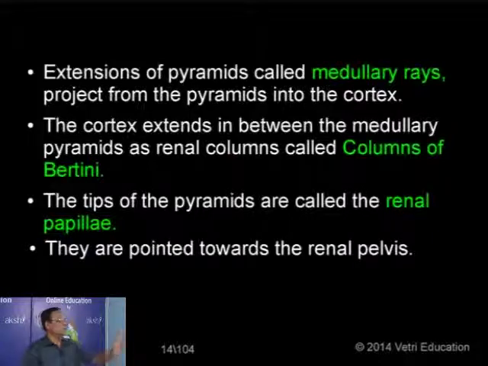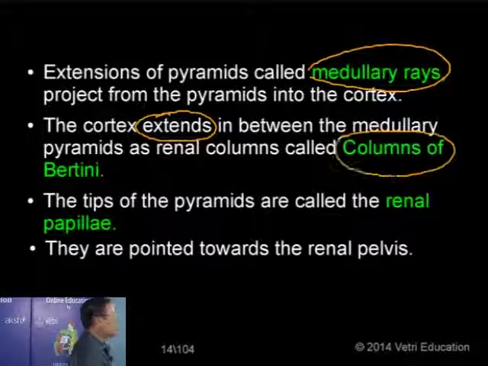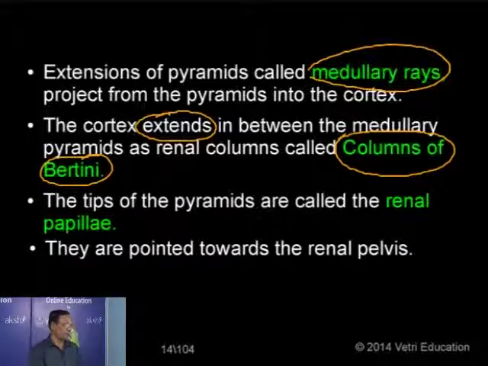I mentioned earlier what I mean by medullary rays. Extensions of pyramids, that means the medullary tissues are extending into the cortex in the form of medullary rays. And similarly, the cortical tissues extend in between the medullary pyramids in the form of columns. What is shown in the diagram, just between the cone-shaped pyramids, we have columns of cortex extending into it, and they are called columns of Bertini, or also called renal columns of Bertini, as they are found in the kidney.